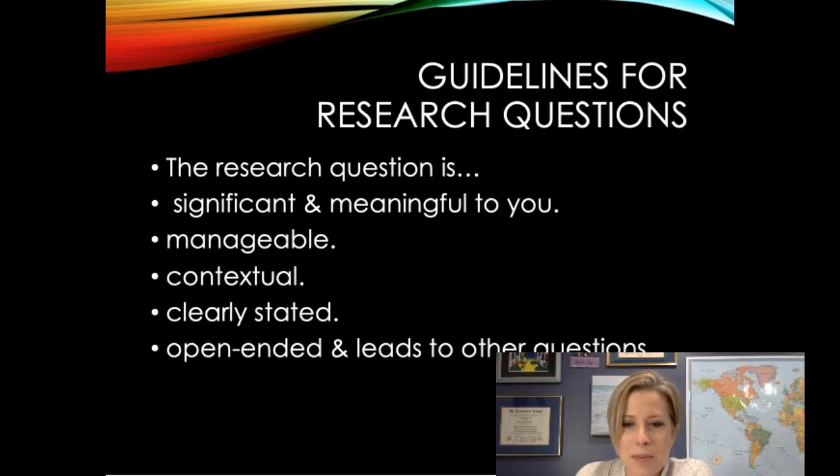Manageable. My example, this would be too broad. Why don't students do homework? And I already told you we're not doing anything with homework related, so strike that. But a better question could be, what can I do to get students to stop or to improve engagement and work outside of class?